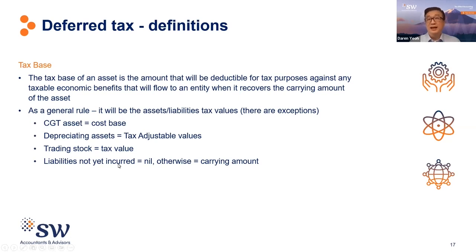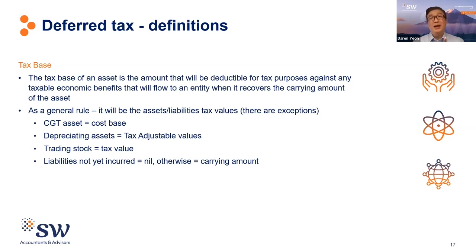For trading stock, it will be the tax value for tax purposes. Broadly, it will be the tax cost of your inventories. For liabilities, it depends on whether or not when you pay that liability, it will give rise to a deduction. So, for example, if you repay a bank loan, a trade creditor, or an intercompany loan, the payment of that liability does not give rise to a deduction. So in that scenario, the tax base of that liability will equal the carrying amount. So no different from what you have in your trial balance.